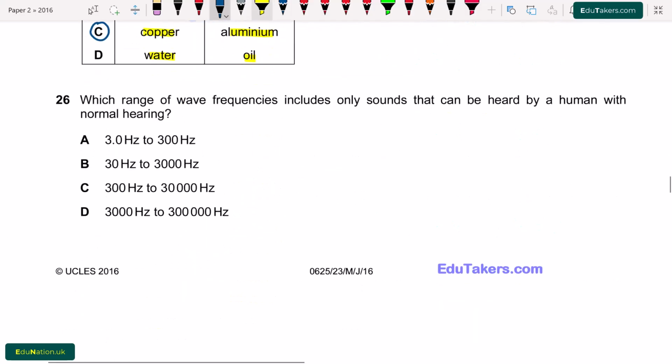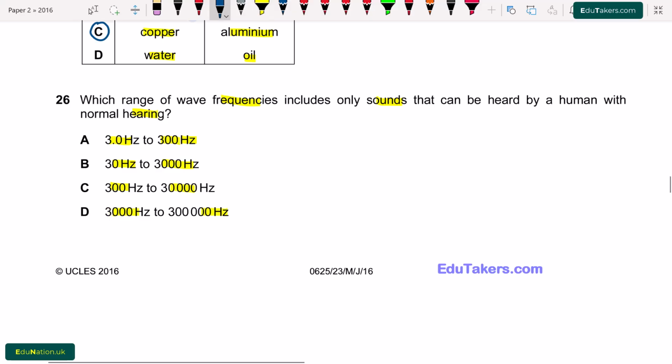Question number 26. Which range of the wave frequencies includes only sounds that can be heard by a human with normal hearing? Option A, 3.0 Hz to 300 Hz. B, 30 Hz to 3000 Hz. C, 300 to 30,000 Hz. D, 3000 to 3 lakh Hz.